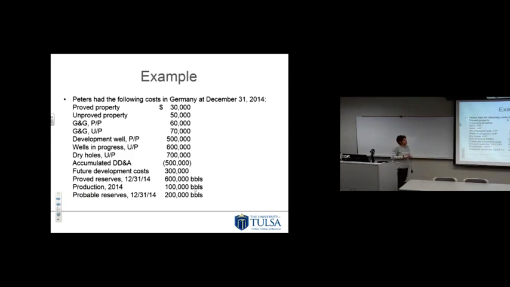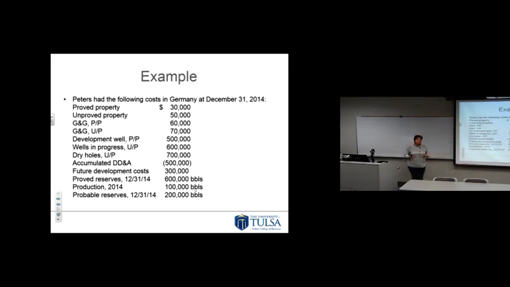G&G on proved property, not excludable. Those fields are proved. G&G on fields that are still unproved, that $70,000 is excludable, because again, that G&G might still help us find reserves. So until we know whether we find reserves or not, this G&G on unproved property is excludable until we know whether we find reserves. The development well, of course, that's a proved field, not excludable.